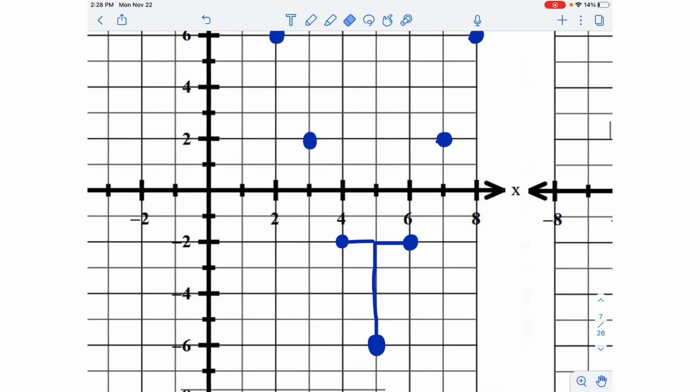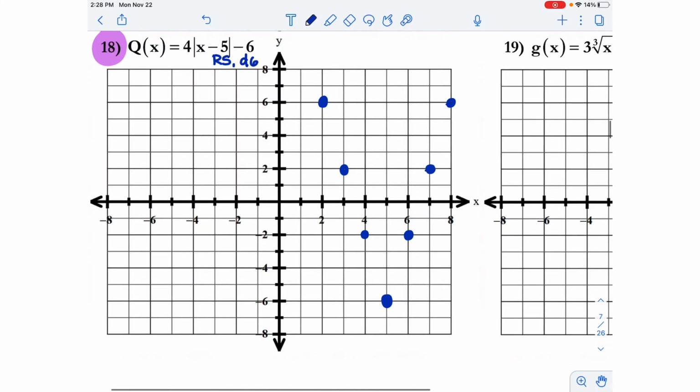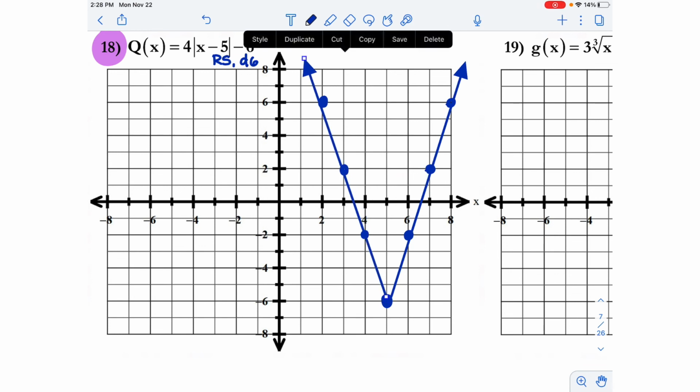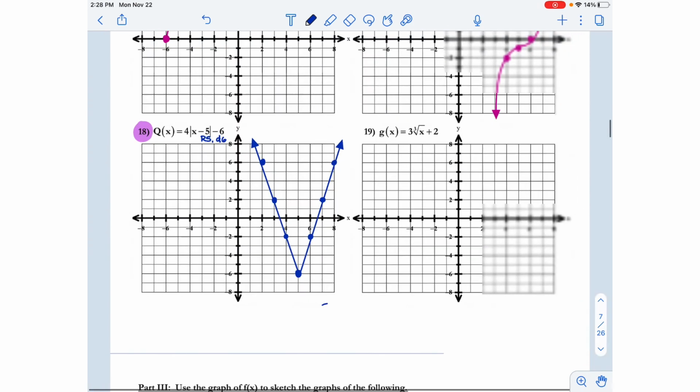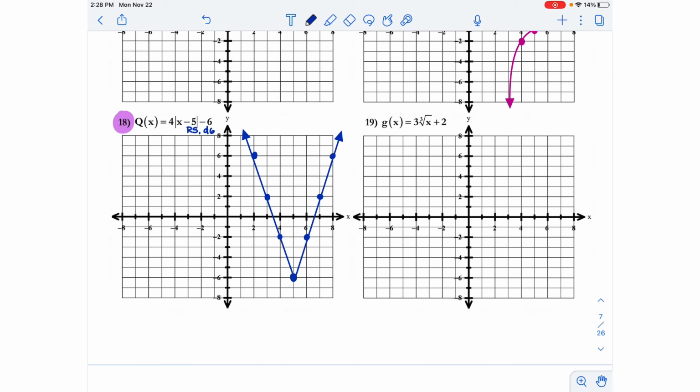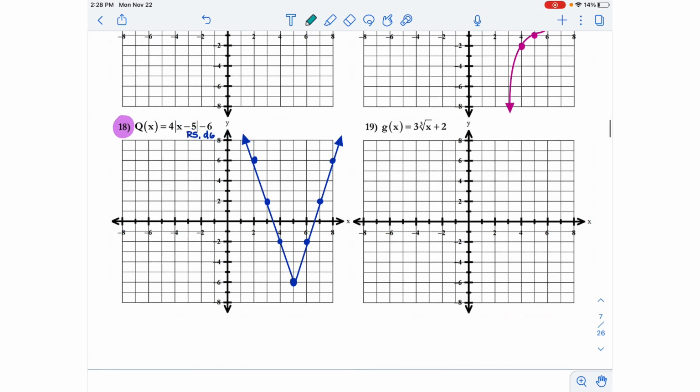I would not use the parent function points. You can use the parent function points. There's no reason why you wouldn't be able to, but I just think this way is much quicker. So what's kind of annoying about these problems, I'll be honest, is that there's a different strategy for each type of function. So just to reiterate, for absolute value functions, I would plot the vertex and then count out the slopes.